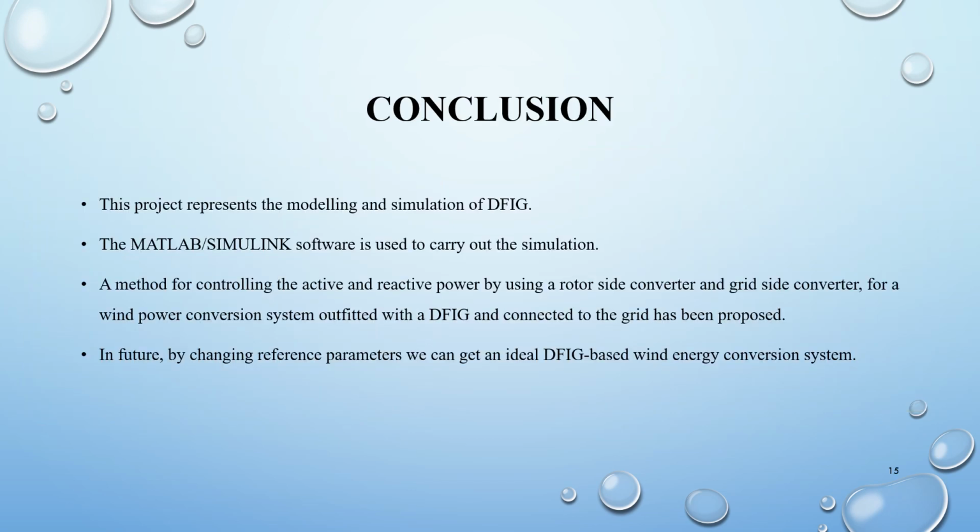In conclusion, this project represents the modeling and simulation of DFIG. The MATLAB simulation software is used to carry out the whole simulation. A method for controlling the active and reactive power by using the rotor side converter and grid side converter for a wind power conversion system with DFIG connected to the grid has been proposed. In future, by changing the reference parameters, we can get an ideal DFIG based wind energy conversion system.